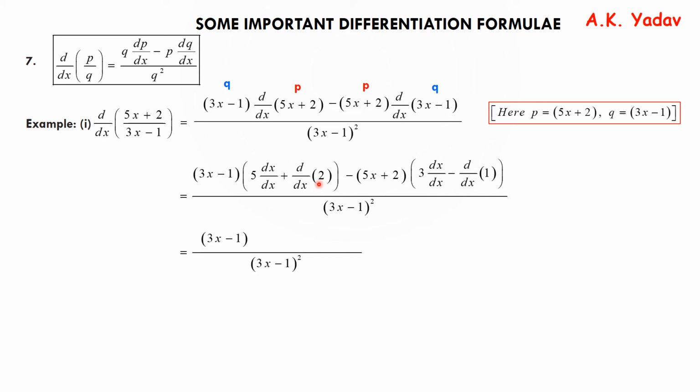Okay, the denominator remains as such, and here it is 3x minus 1, d by dx of x is 1, so that gives me 5, and here d by dx of 2 is 0 because it's a constant.